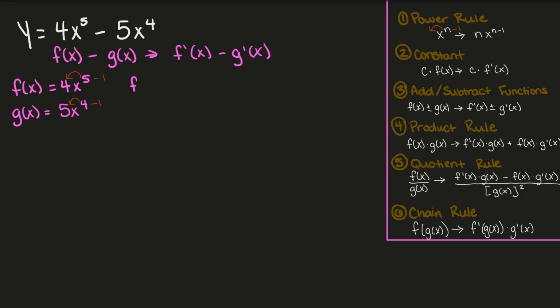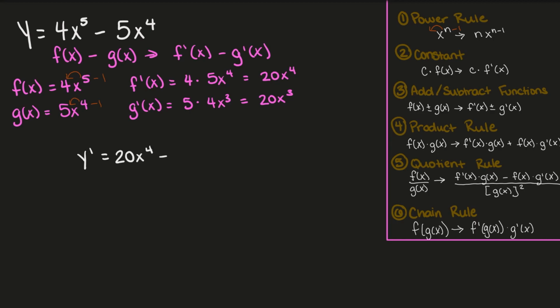So these derivatives will become f prime of x. That constant is going to stay out front, and we'll multiply that by 5x to the fourth. And for g prime of x, same thing, that constant is going to stay out front, and then our function becomes 4x to the third. So f prime of x will be equal to 20x to the fourth, and g prime of x will be equal to 20x to the third. So when we put it all back together, we get y prime is equal to our f prime of x, which is 20x to the fourth, minus our g prime of x, which is 20x to the third, and that's our final answer.